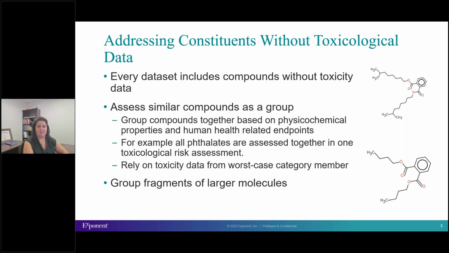So for example, when we have multiple phthalates, such as those shown on the slide, in the data set, we can rely on toxicity data for the one that does have data, or for the worst case category member if multiple of the constituents have data, in order to address this group of phthalates in one TRA. In addition, we can also group fragments of larger molecules and rely on the toxicity data from the parent compound to address the toxicity of the metabolite, or vice versa, depending on if the metabolite has data but not the parent compound.